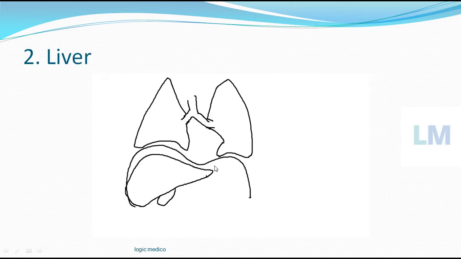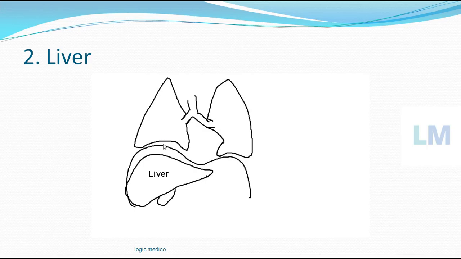The second organ which will compress the lung is the liver. The liver is a wedge-shaped organ. It's infradiaphragmatic, on the right side of the abdomen, in the upper portion of the abdomen. The liver is the largest organ in the body, 1.5 kilos. This is the gallbladder which collects the bile. This liver compresses the lung.